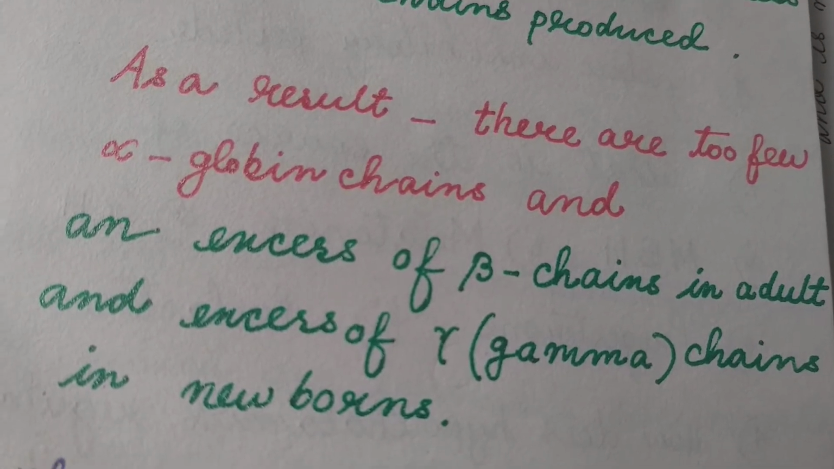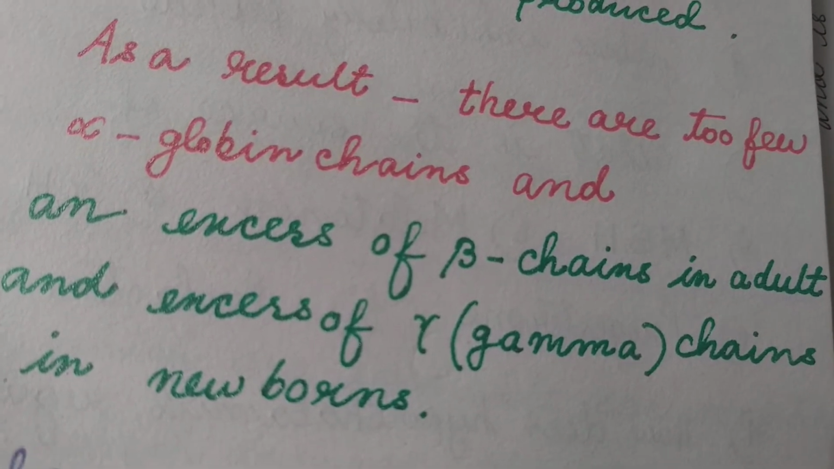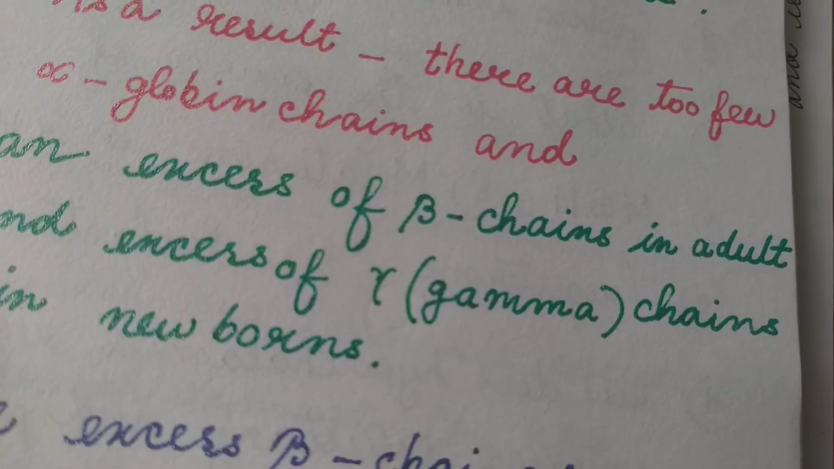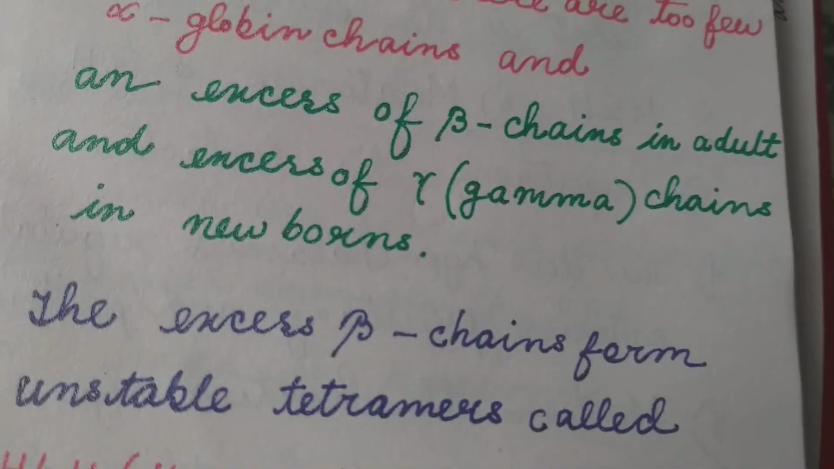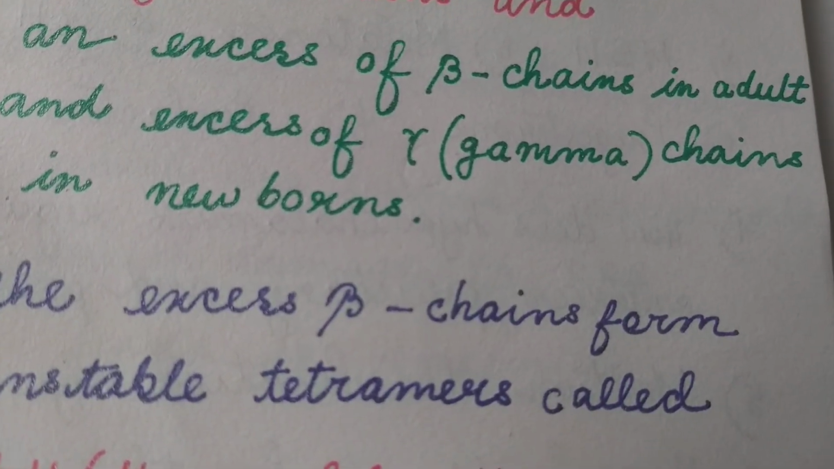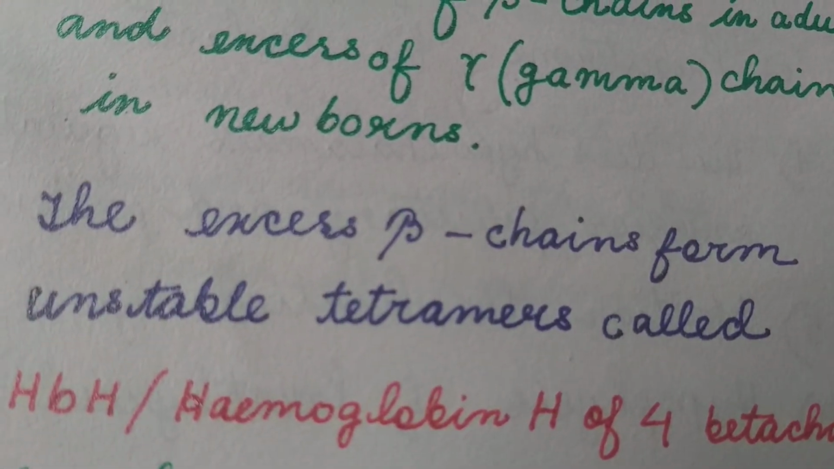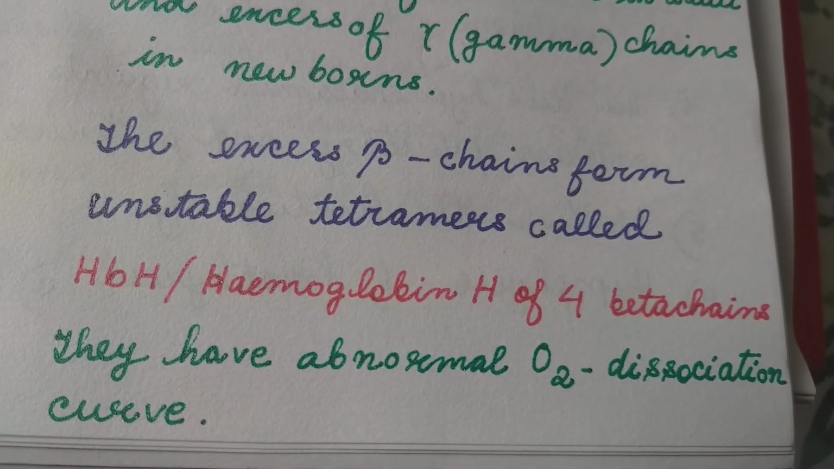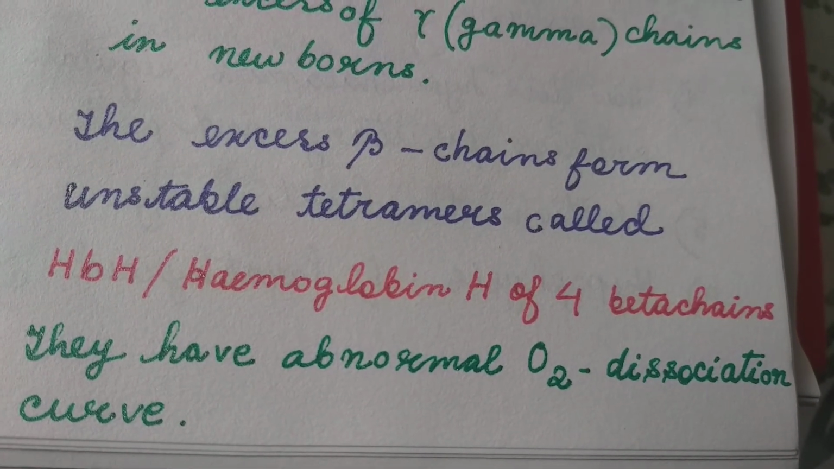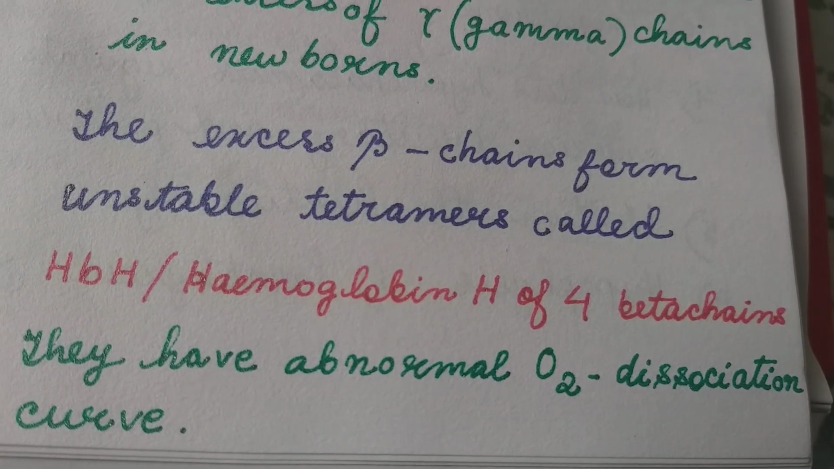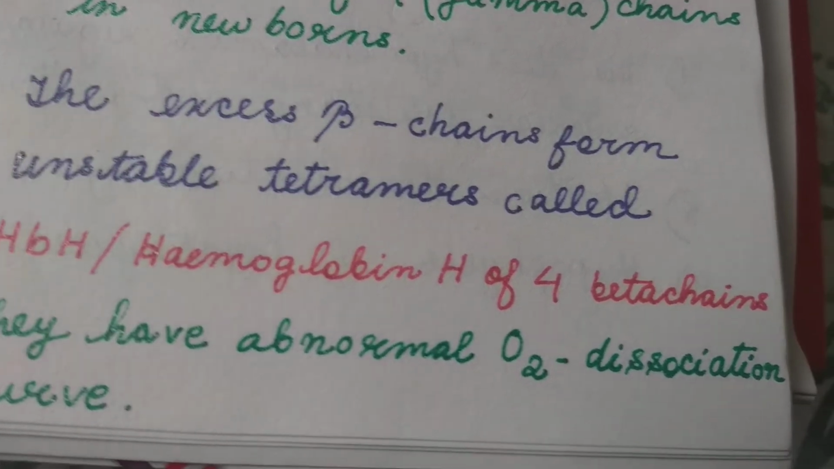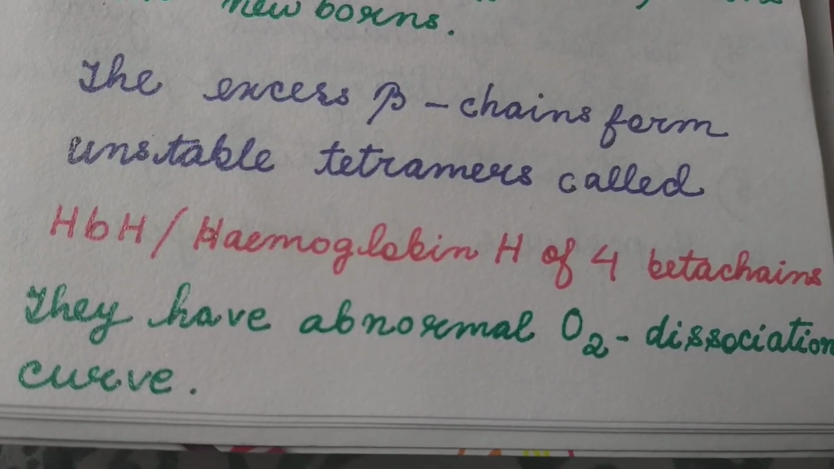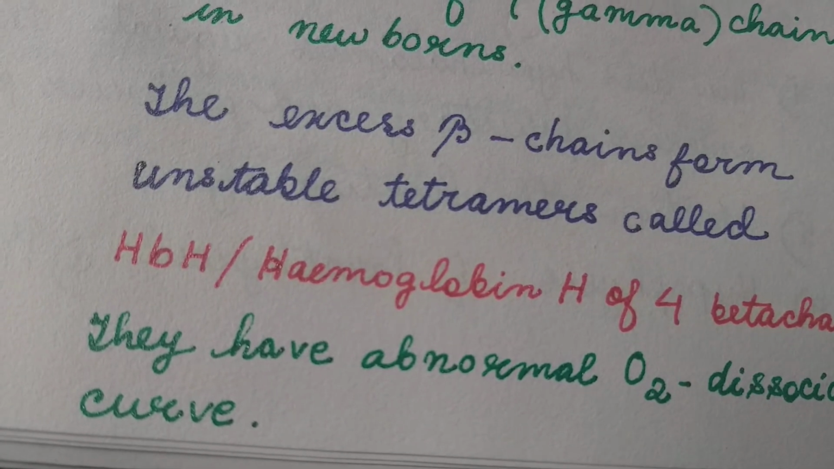Beta chains become excessive in the adult, and gamma chains become excessive in the newborn. The excess beta chains form unstable tetramers of four beta chains called hemoglobin H, or HbH. These tetramers have an abnormal oxygen dissociation curve.